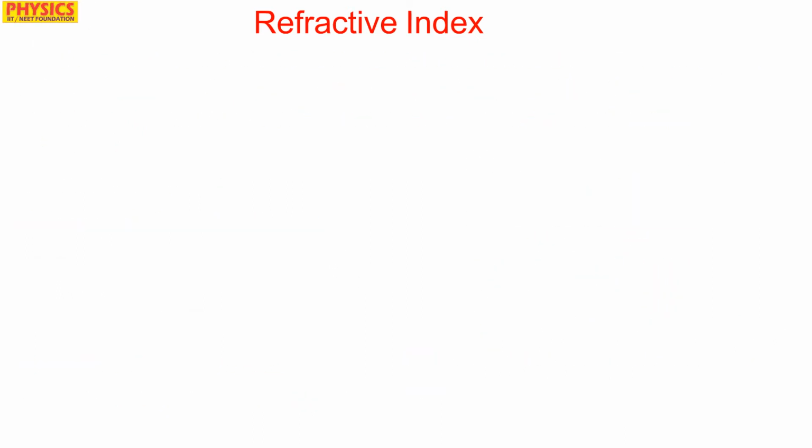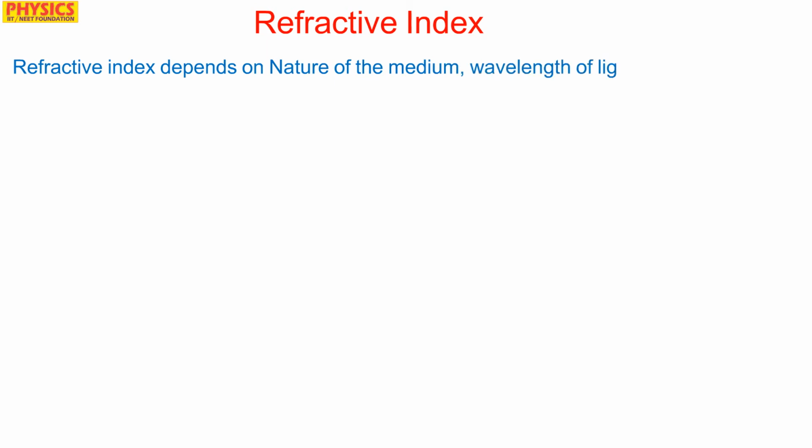Now let us see on what factors the refractive index depends. The refractive index depends on the nature of the medium, the wavelength of the light used, and the temperature. On these three factors, the refractive index of a material or substance depends.